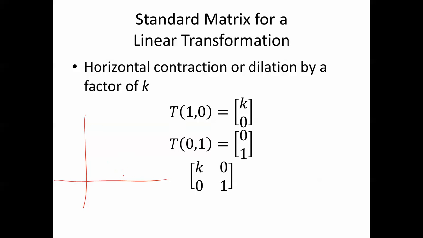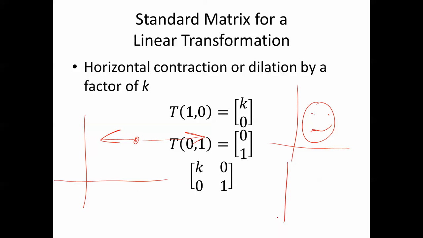So in other words, you've got a point here, and if you contract it horizontally, that means it'd be going this way. If you dilate it horizontally, it'd be going this way. So if you did that to a bunch of points, for example, this smiley face would be stretched out. It would look something like this. Still a smiley face.